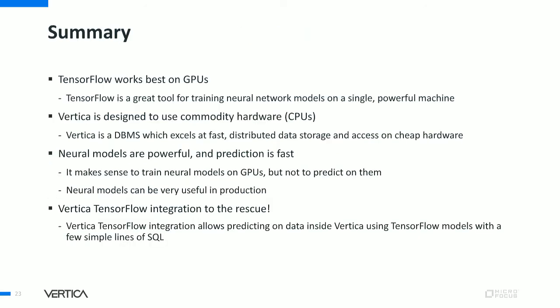So just a quick summary. We talked about what TensorFlow is and what neural networks are. And then we discussed that TensorFlow works best on GPUs because it needs their specific characteristics. That is, TensorFlow works best for training on GPUs, while Vertica is designed to use CPUs, and it's really good at storing and accessing a lot of data quickly, but it's not very well designed for having neural networks trained inside of it.